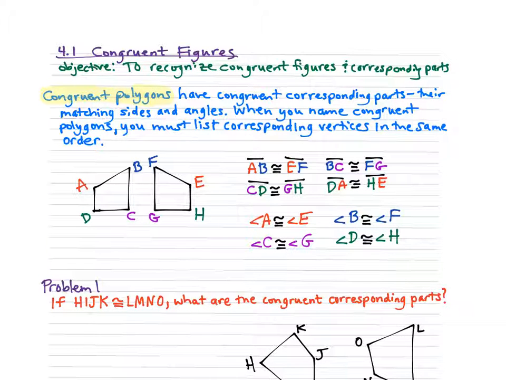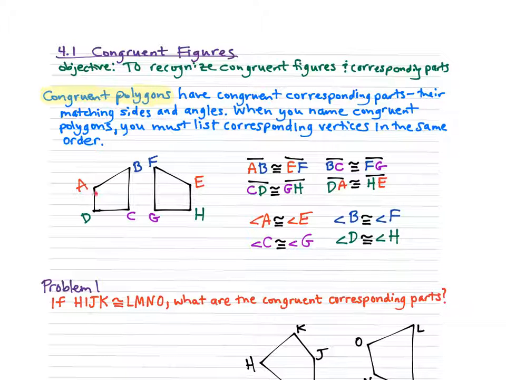This is the video lesson for Geometry 4.1 Congruent Figures. In this lesson, we're going to recognize congruent figures and corresponding parts. Congruent polygons have congruent corresponding parts, and that means they're matching sides and angles. When you name congruent polygons, you must list corresponding vertices in the same order.